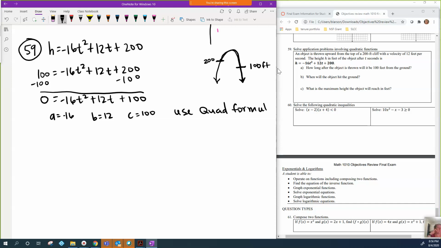I'm not going to put that all in there. That's going to take a little bit of time, right? So this is part A. When is it going to be 100 feet off of the ground? Part B says, when will it hit the ground, right?